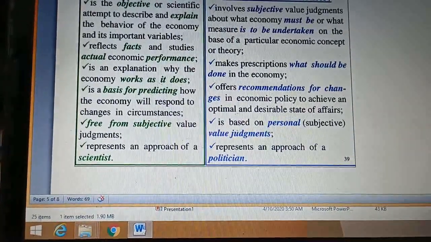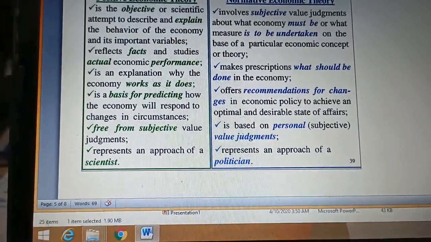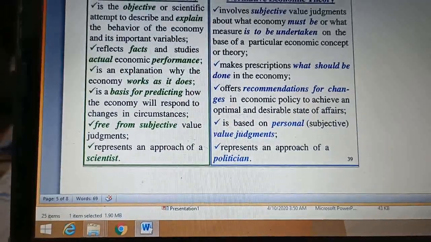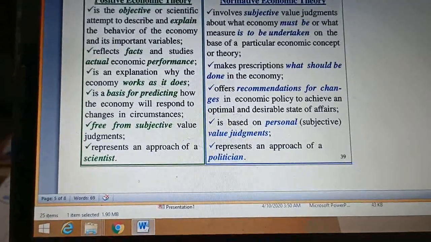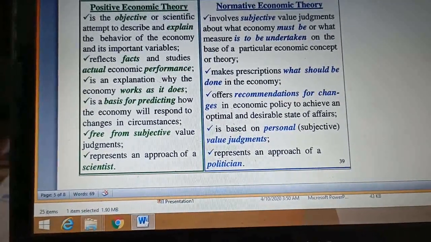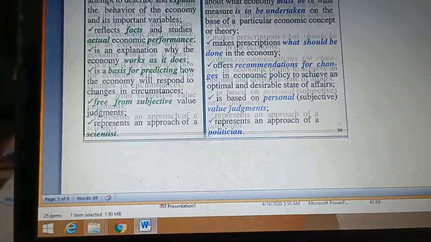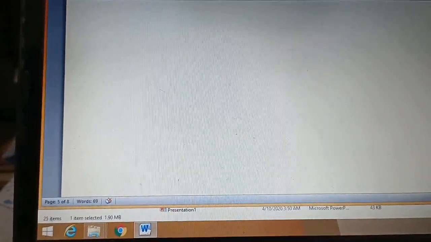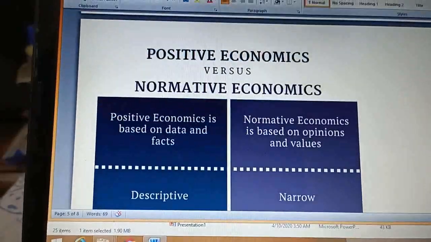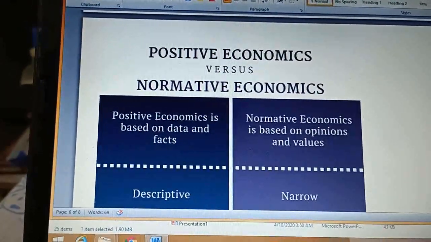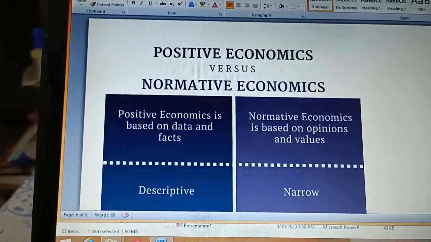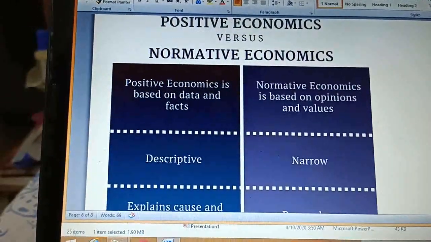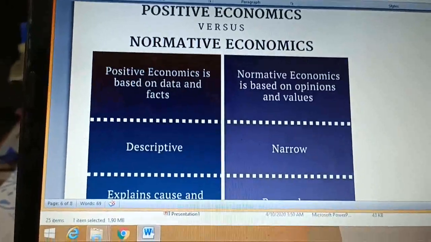Economics as a positive science is free from subjective values, and normative science is based on personal value judgments. Then we can discuss it in another, easier way. Positive economics is based on data and facts. Normative economics is based on opinions and values. Positive economics is descriptive. Normative economics is prescriptive.